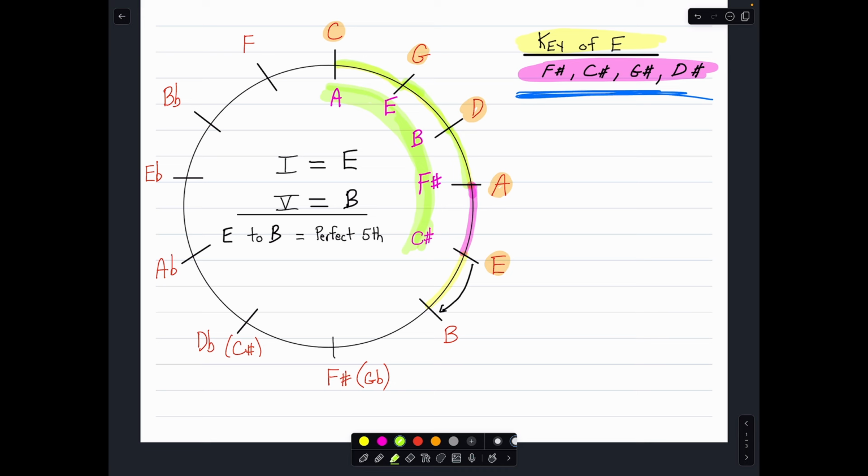Now remember the fancy modal names for major. I'll just write it out for you, why not? So for major, it's Ionian, and we did this in last week's video, so check that out. And the fancy modal name for the natural minor scale is Aeolian.